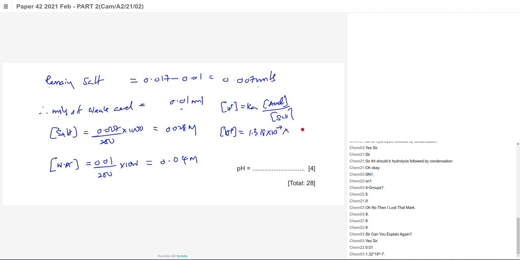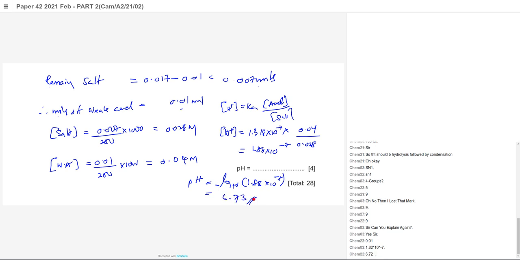Acid concentration is 0.04. Salt is 0.028. You get the H plus. What's H plus? H plus is 1.88 times 10 to the power minus 7. pH equals minus log to the base 10 of 1.88 times 10 to the power minus 7. That's the answer. At least 2 decimal places. 6.73 is the pH.